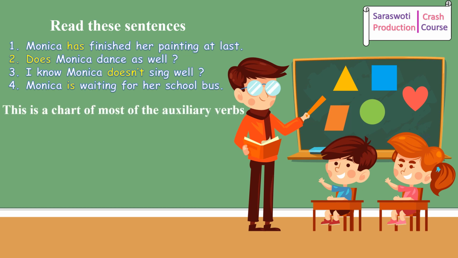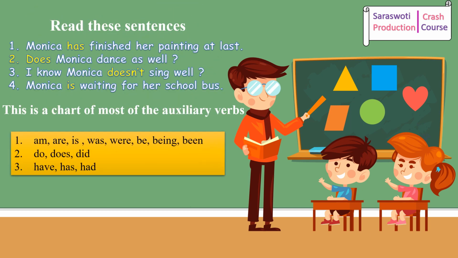This is a chart of most of the auxiliary verbs. Number 1. Am, are, is, was, were, be, being, been, do, does, did, have, has, had, etc.